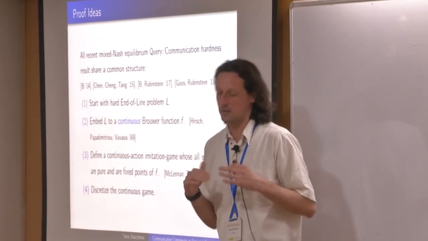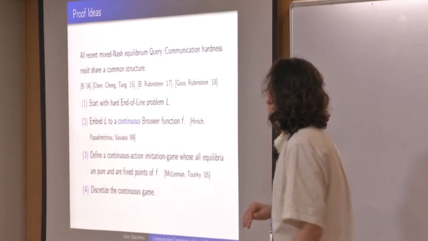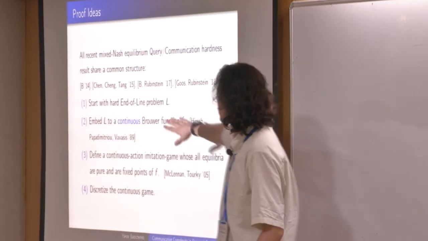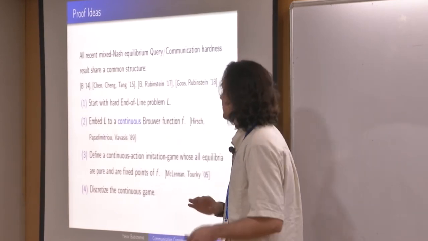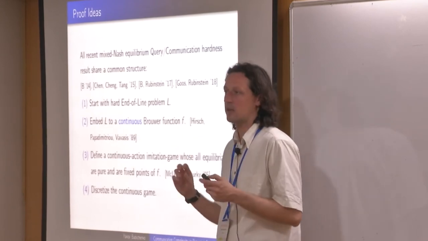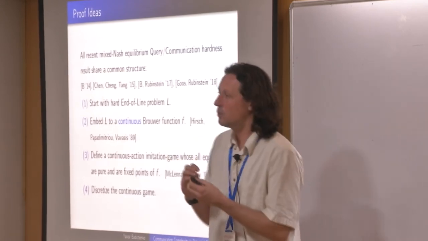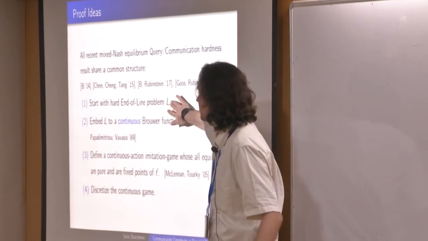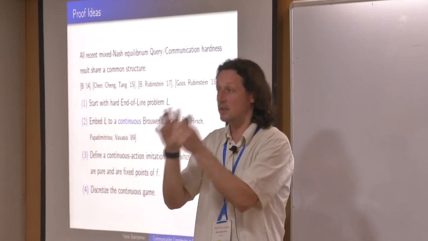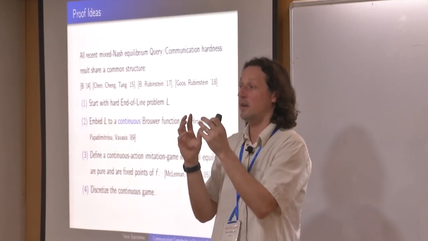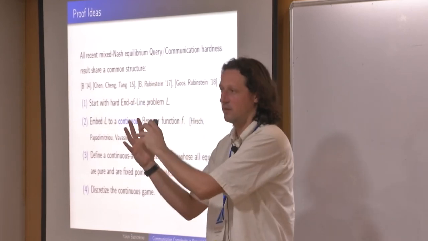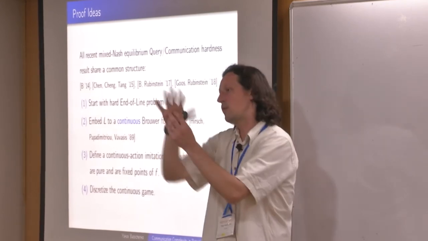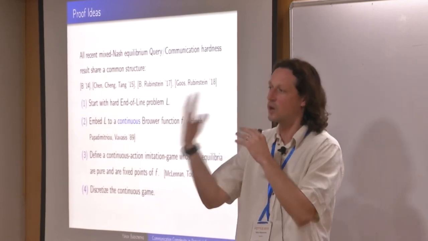Let's say that we want to prove a slightly weaker result on query complexity. In order to lift it to communication complexity, we just need the recent results on lifting theorems. So we start with a query-hard end-of-a-line problem, and then we embed this line into a continuous Brouwer function. You can think of it as a line on the n-dimensional discrete hypercube, and we define from it a function from the hypercube to itself, and we embed it into a smooth function that should have good properties such as locality.